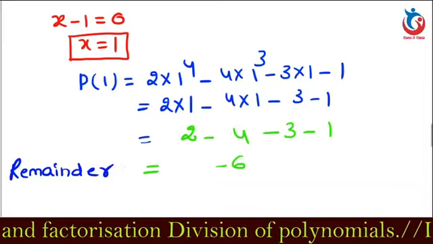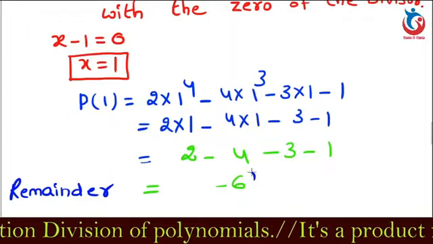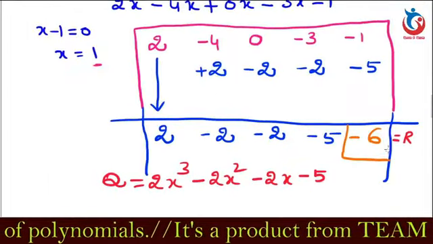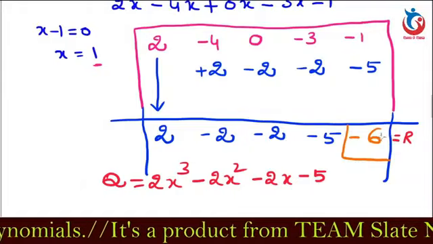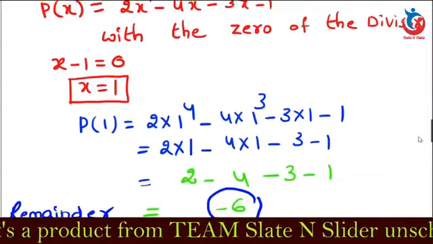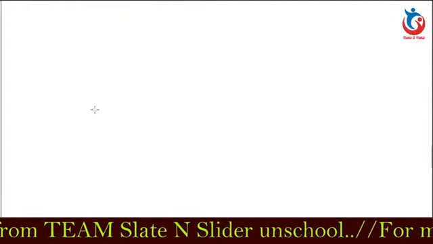So what we are asked is to compare the remainders only. Here the remainder is minus 6 and here also we got the remainder minus 6. So our answer is correct. And now we will learn the remainder theorem. So what is the remainder theorem?